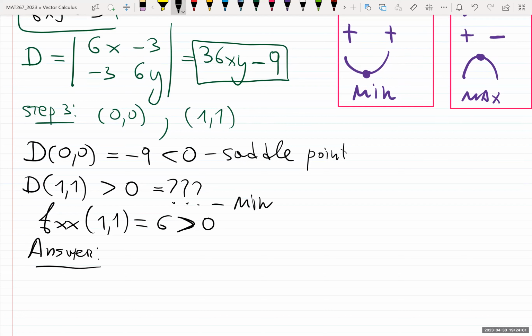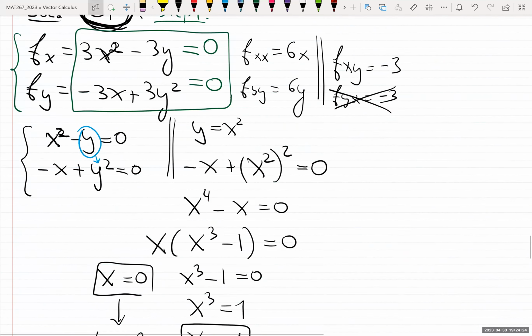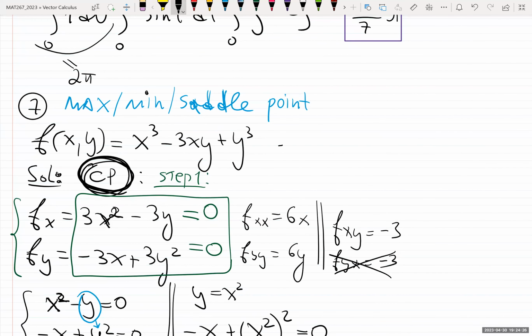I asked you on the exam to enter x, y, z. And that was confusing for people. So let's figure this out. x, y, z. At the first point, x is 0, y is 0. Where is z coming from? z is the output. It's the third dimension. So I'm taking the critical point and plugging it into the original function.